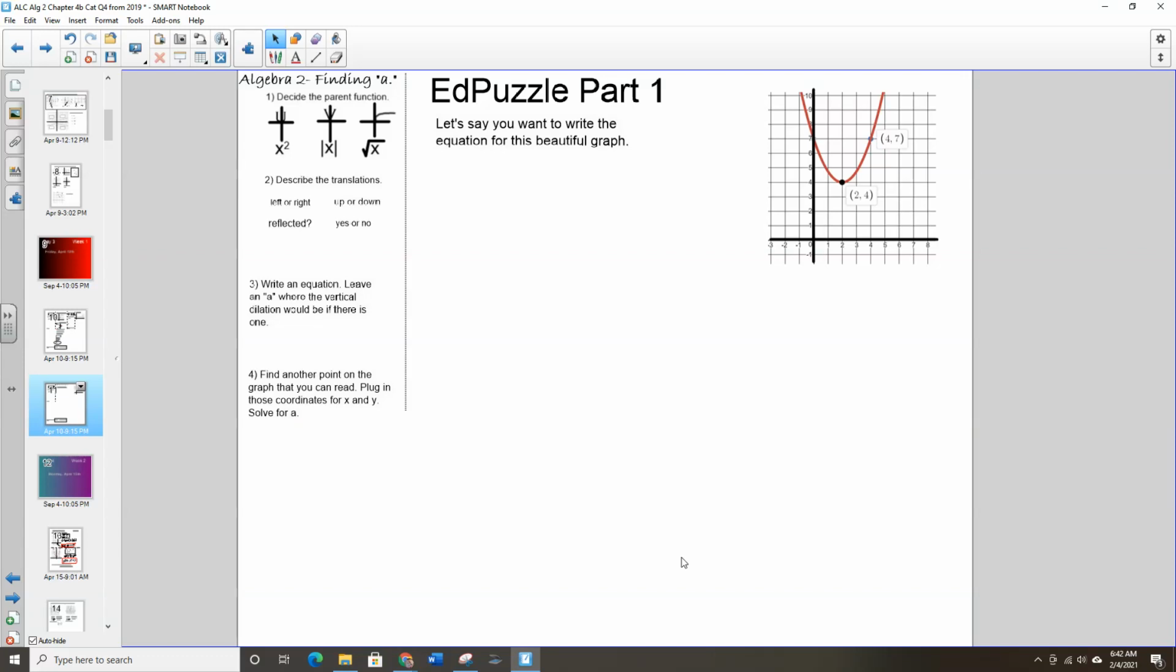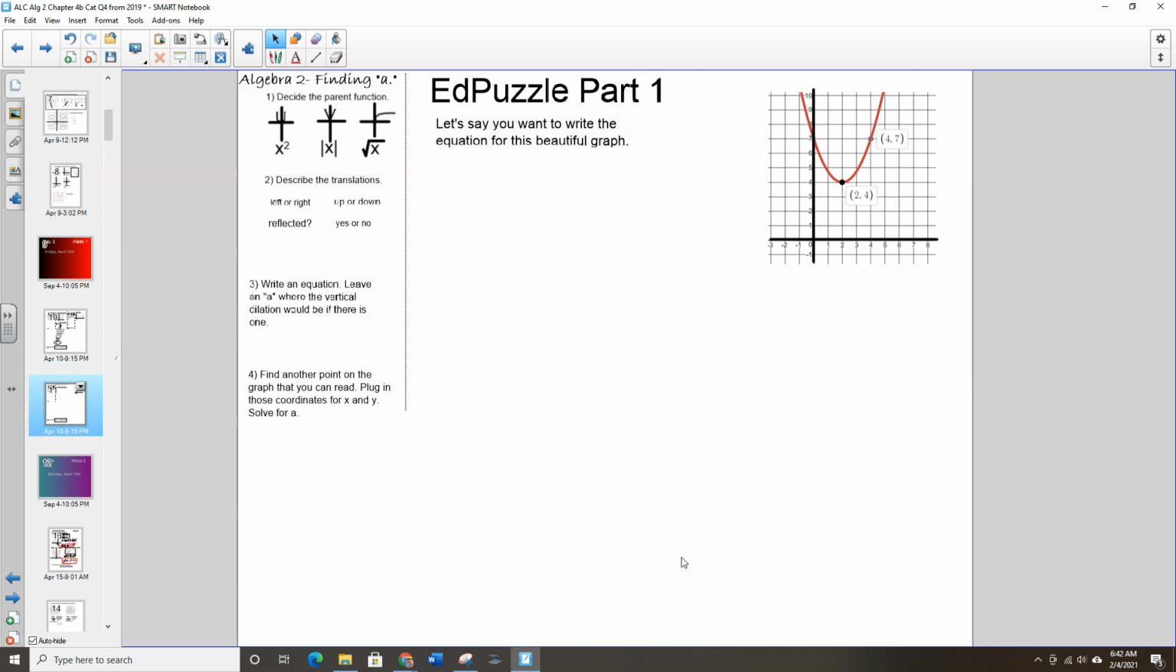Hi, we're going to work on finding the equation for any one of those three graphs. We're looking at x squared, absolute values, and square roots. We're going to walk through the process, and there'll be a couple of these Ed puzzles that you can do for points, and then there'll also be a Jamboard that you can work on as well.